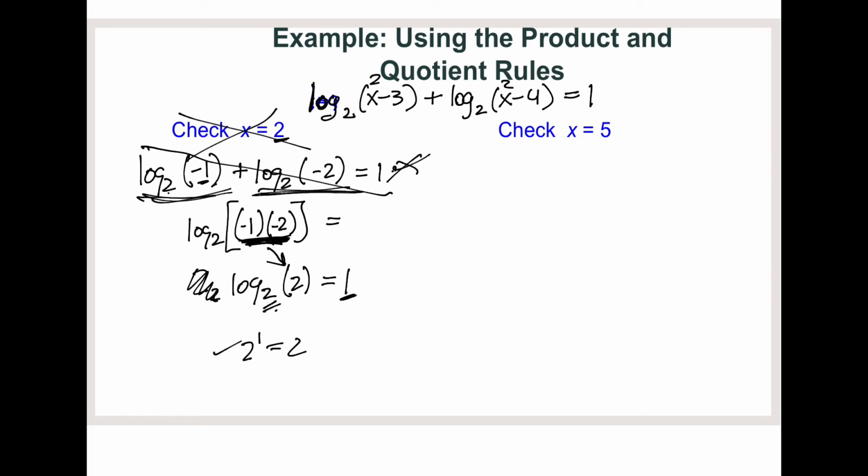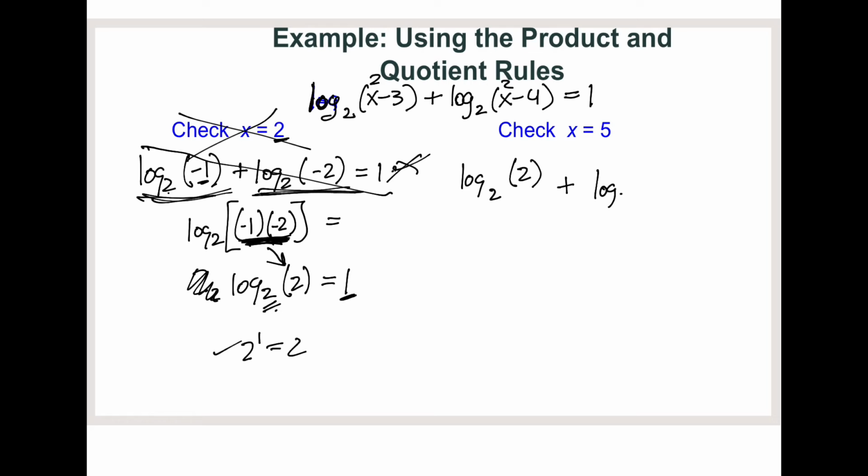But let's go ahead and try 5. Plug in 5, I get log base 2 of 5 minus 3, which is 2. And then log base 2 of 5 minus 4.